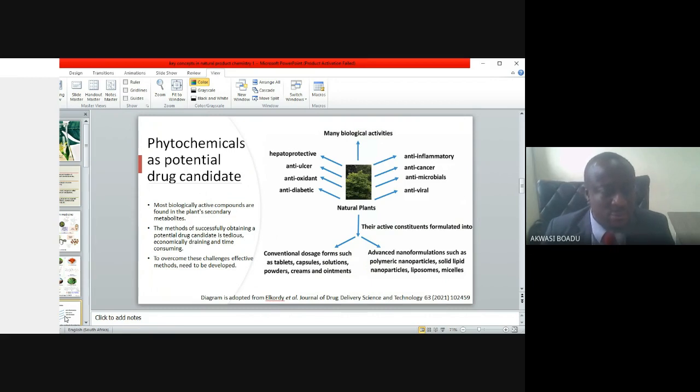We are going to look at other things such as identification and authentication of natural products. For you to be able to research into natural products, you need to identify the natural product and authenticate it. How do we do that? We do this through 3 main approaches. The first one is the random approach.